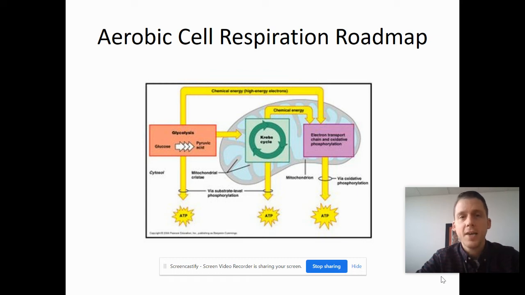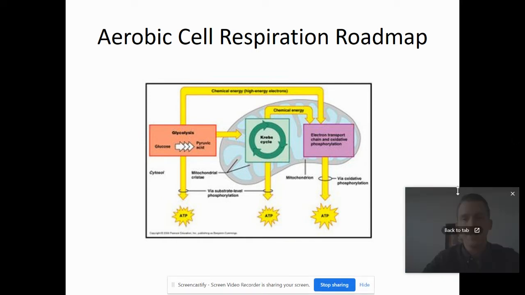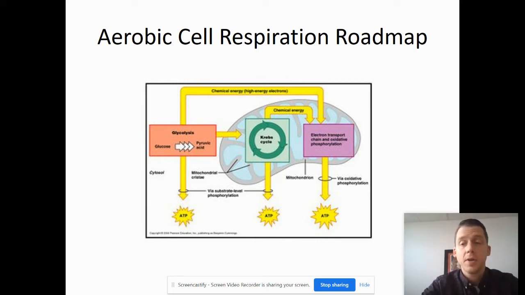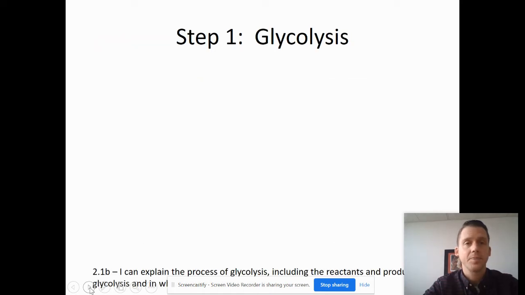Hi, everybody. Today we are going to learn about aerobic cell respiration. We have already learned about anaerobic respiration, glycolysis, and fermentation. Today we are going to learn about what happens when oxygen is present and if organisms can use that oxygen. So we're going to start today by talking about the first and second parts of aerobic respiration, which is the process of glycolysis and the Krebs cycle.